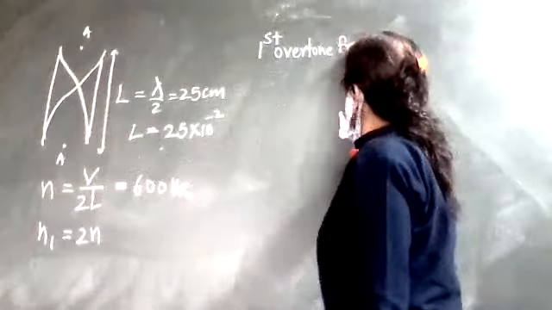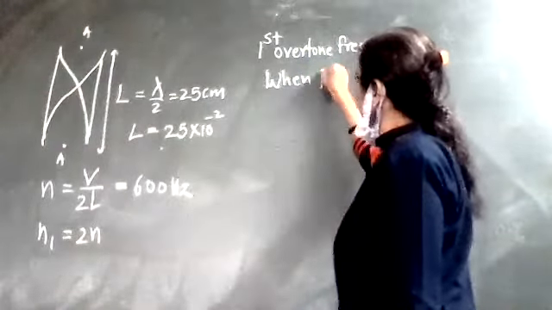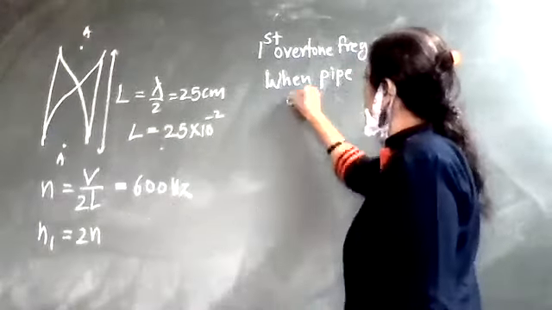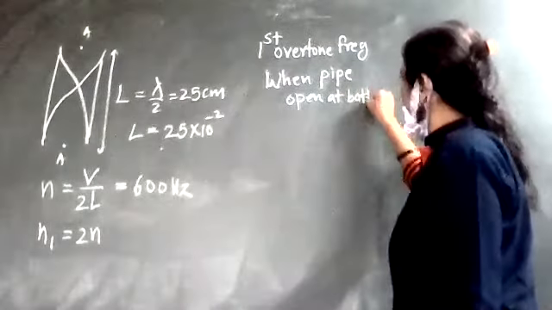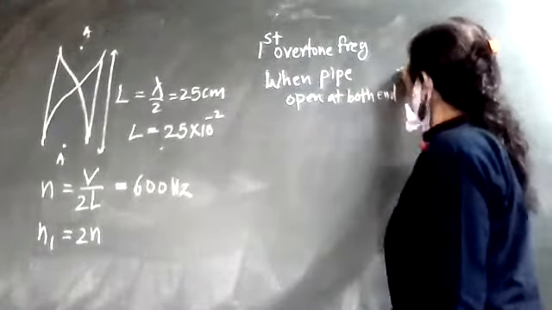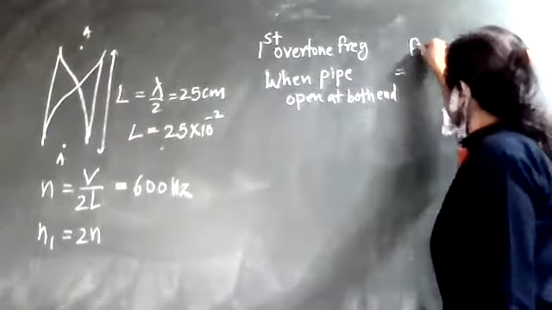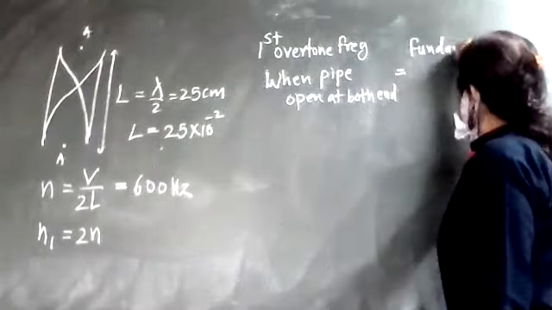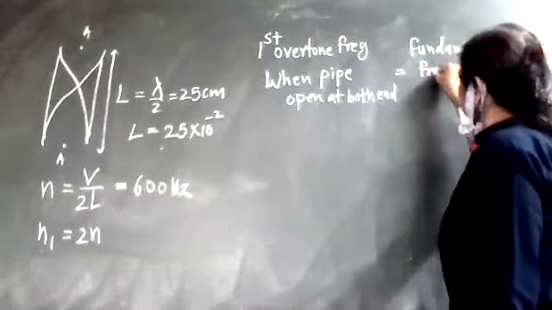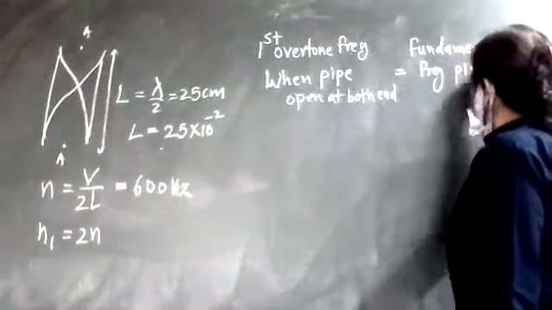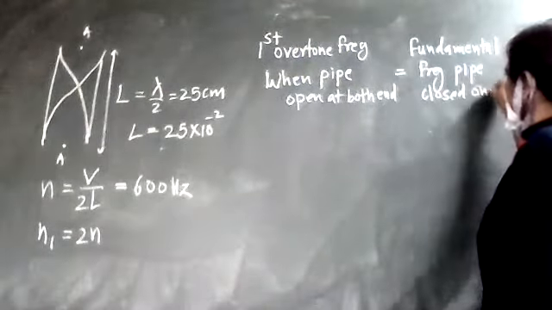Frequency when the pipe is open at both the ends. This frequency must be equal to, what is given? It is equal to the fundamental frequency when the pipe is closed at one end. This is given.